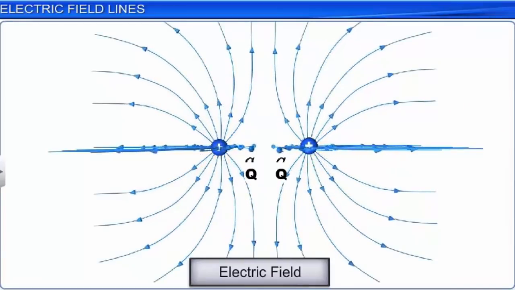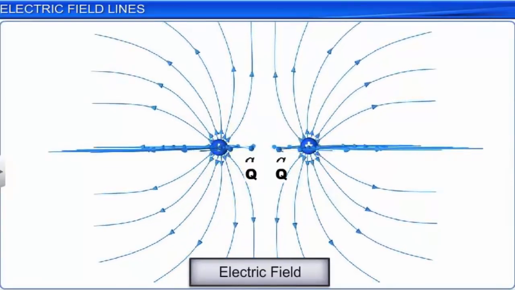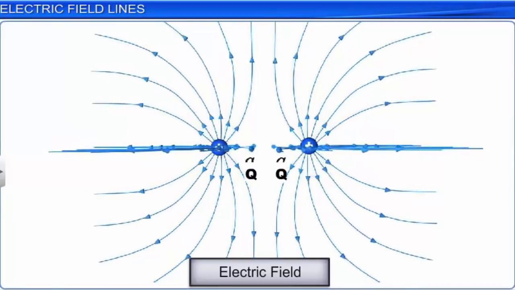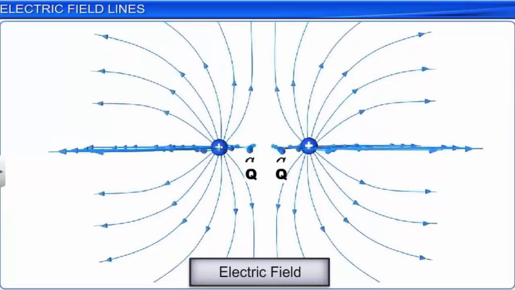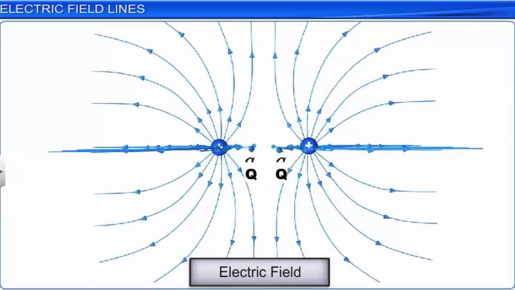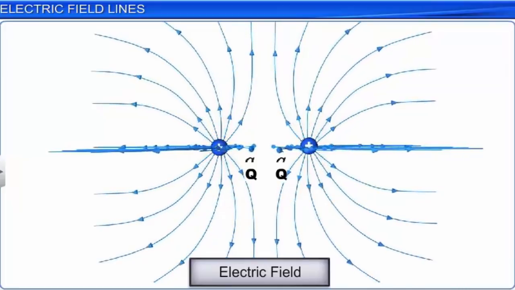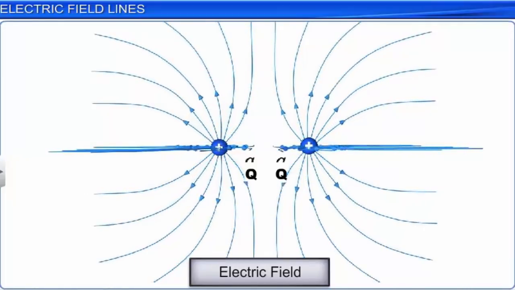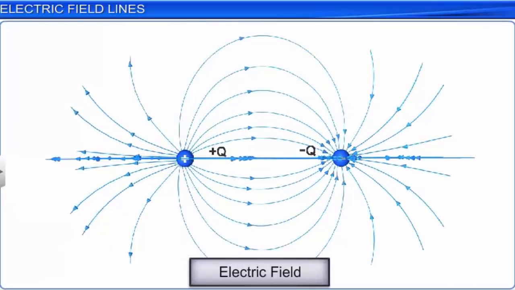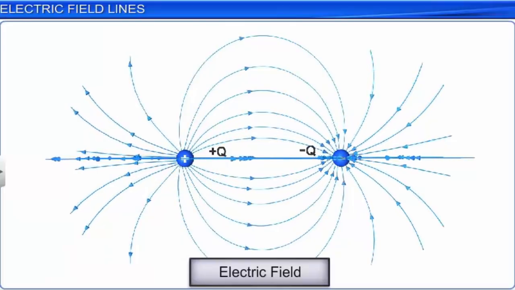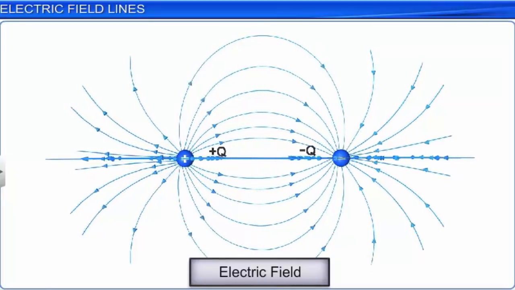Let us now visualize the electric field lines for a system of two positive charges, say plus q each. From the field lines, we can see a very clear picture of the repulsion existing between the system of charges shown. The electric field lines also help us in visualizing the electric field of a dipole consisting of charges plus Q and minus Q.